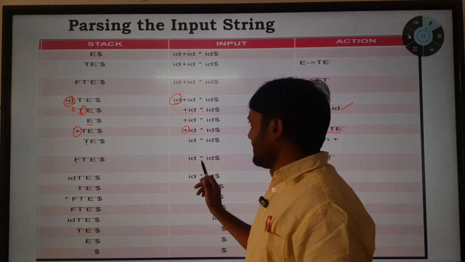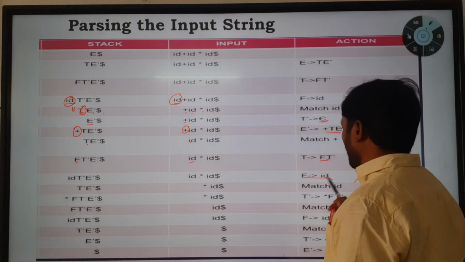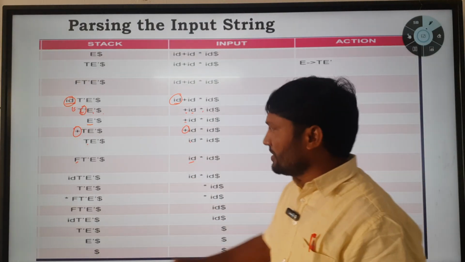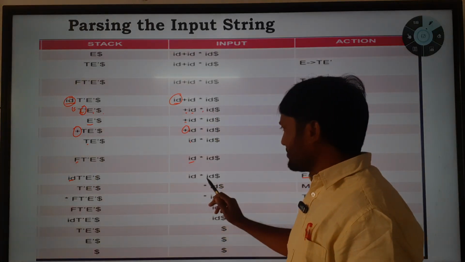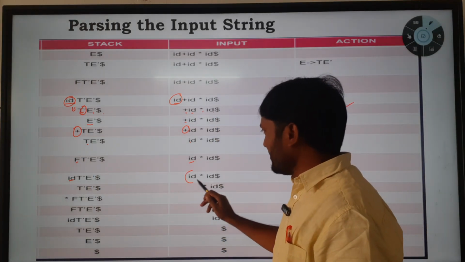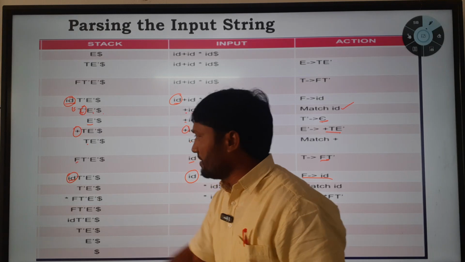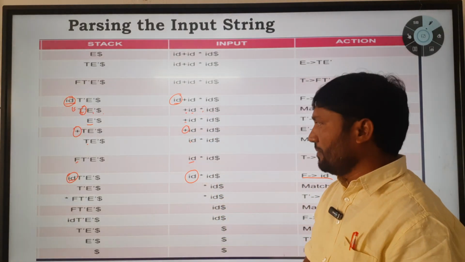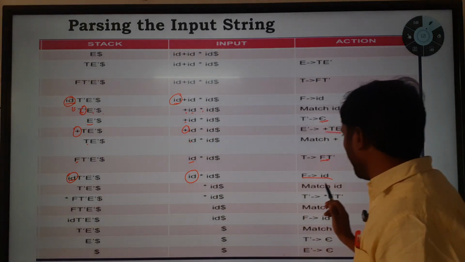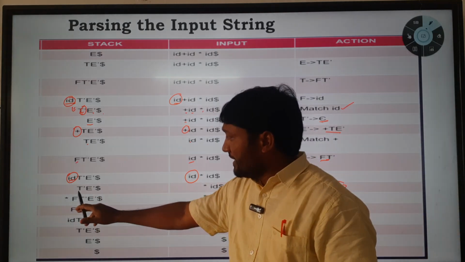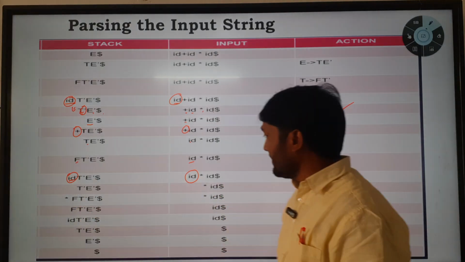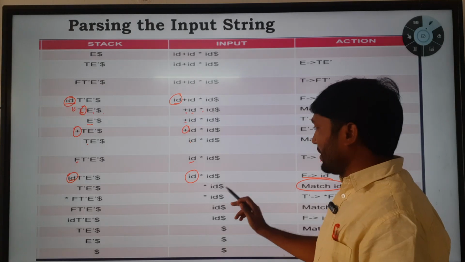F comma id means there is a production, F derives id. Substitute the id, T dash and E dash and id star id followed by dollar. This id and this id are matching. Then we have to perform the pop operation. Now the remaining stack is T dash E dash followed by dollar and star id followed by dollar.